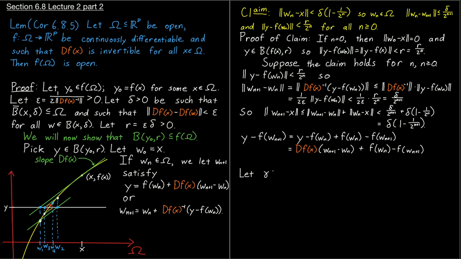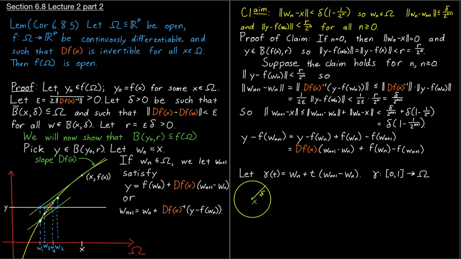Let's define gamma of t. This is what we did in the proof of lemma 6.6.6. Gamma of t, we'll let that be Wn plus t times Wn plus 1 minus Wn. And then gamma is a function that goes from, well, all the real numbers, but what we care about is the interval 0, 1 into omega. See, if we look at this, here's our point x. Here is our ball centered at x of radius delta, which we remember is contained in omega.